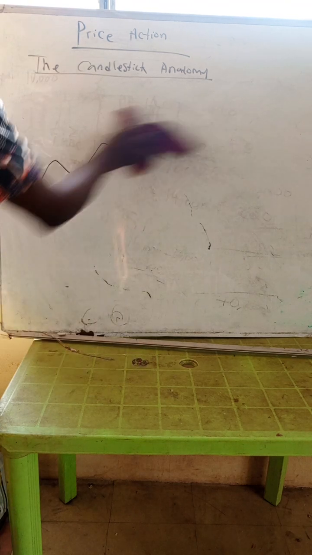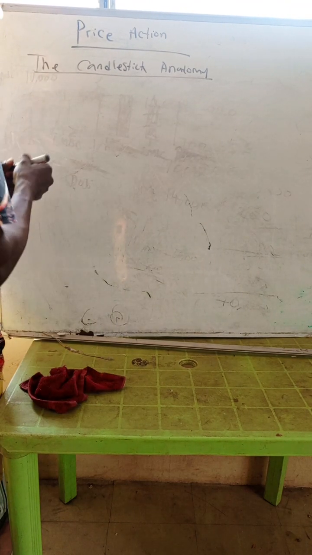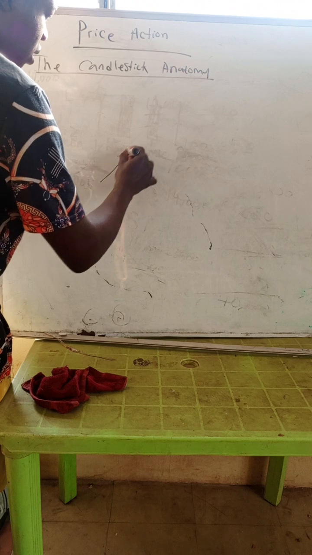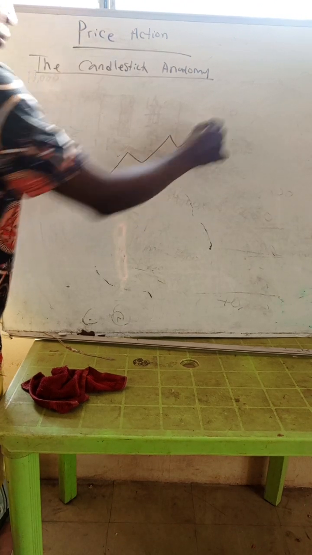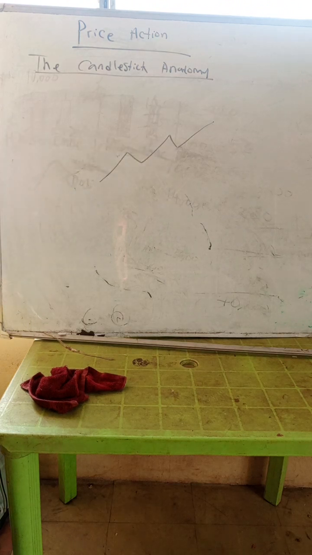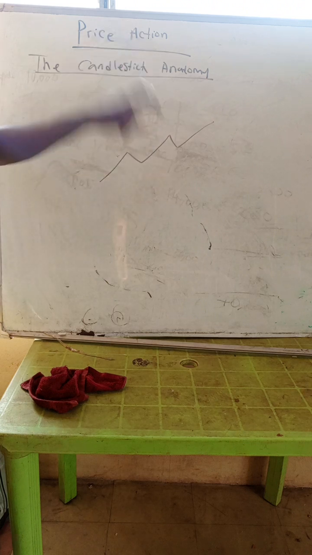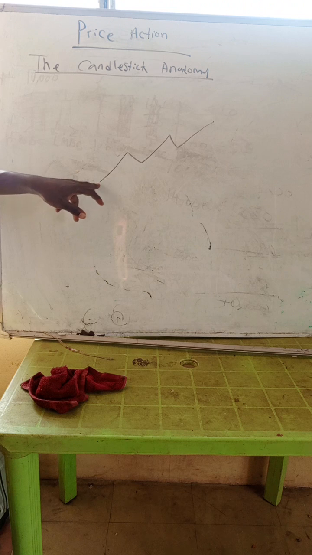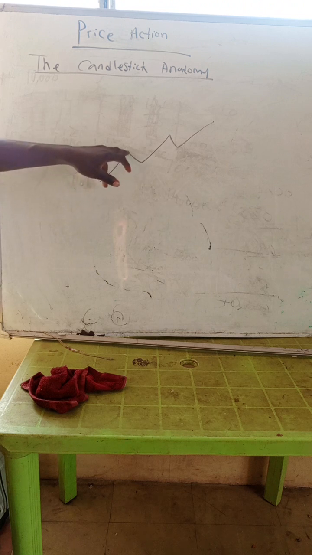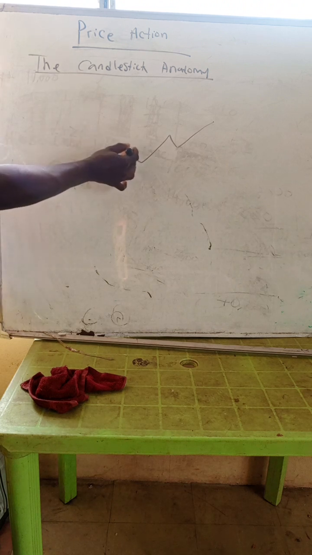Or let me draw it to the other side to be sure that you can see it. When you see something like this on the chart, when you see this pattern on the chart, what does it mean? It means that buyers are active in the market, and at this time, buyers came in here and took the price up to this level here, right?